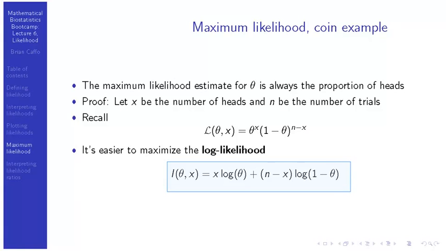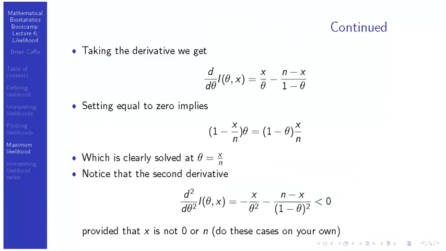But in this case, you can do it either way. It's no problem. But one of the reasons it helps in general is that it takes care of the annoying products that you get from independence and multiplying a bunch of densities or mass functions together. If we take the derivative, we get x over theta minus n minus x over 1 minus theta. And if we want to solve for the critical point, we set this equal to 0, and I'm not going to churn through the calculations.